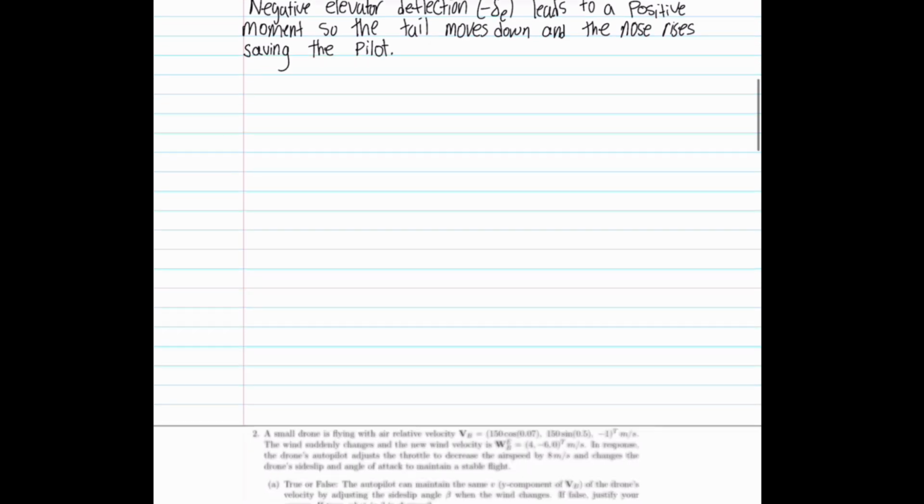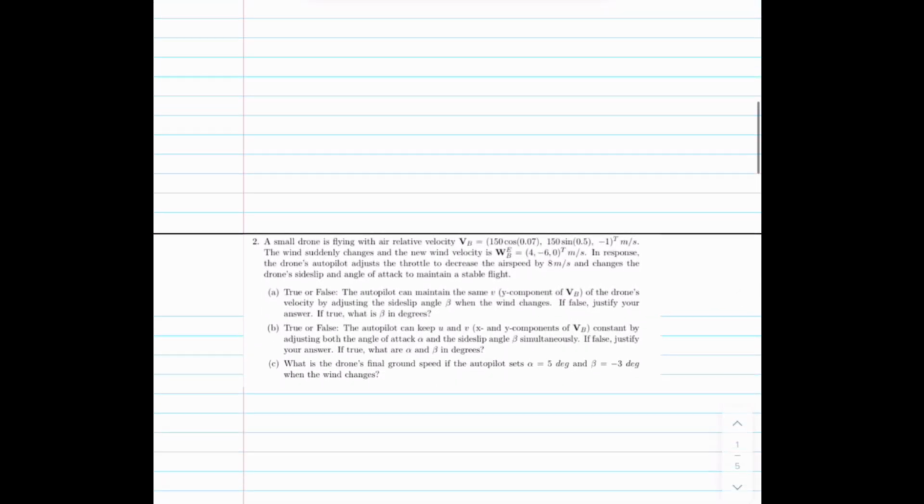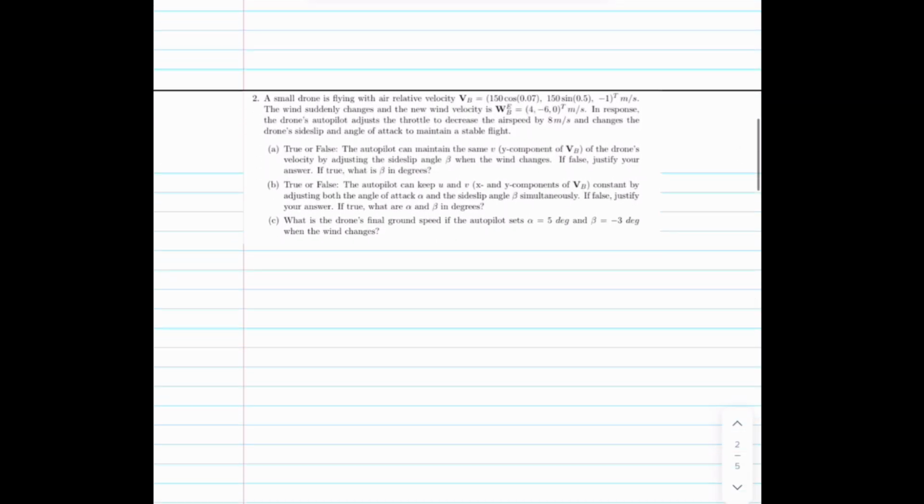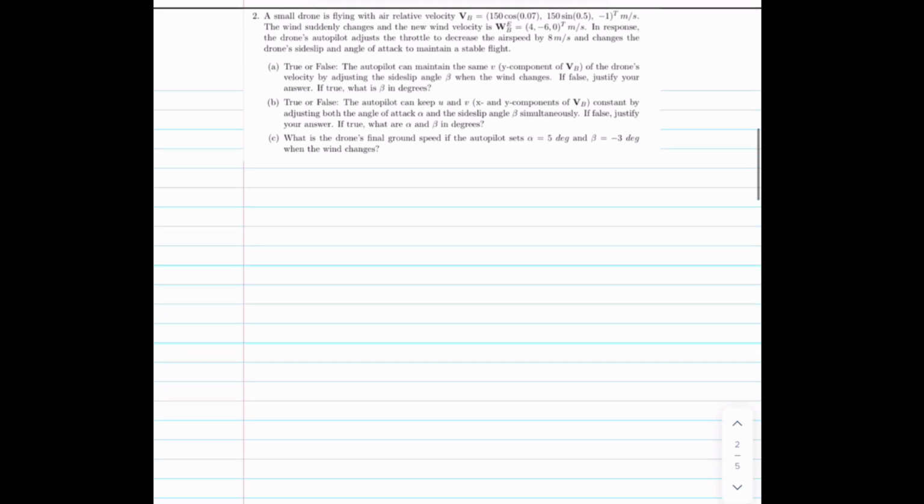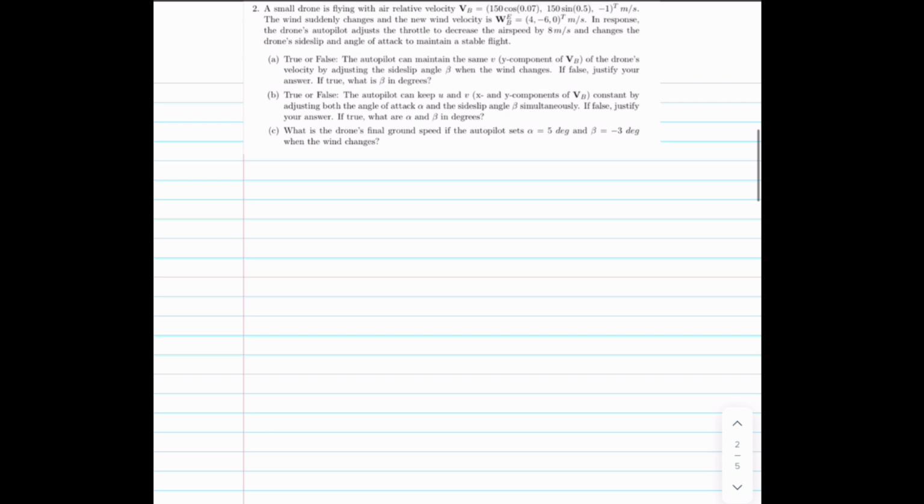Okay, problem number 2. A small drone is flying with air relative velocity VB equal to this vector. The wind suddenly changes, and the moving velocity is that vector. So the wind here, written in E, inertial wind, expressed in the body frame. In response, the drone's autopilot adjusts the throttle to decrease the airspeed by 8 meters per second, and changes the drone's sideslip and angle of attack to maintain a stable flight.